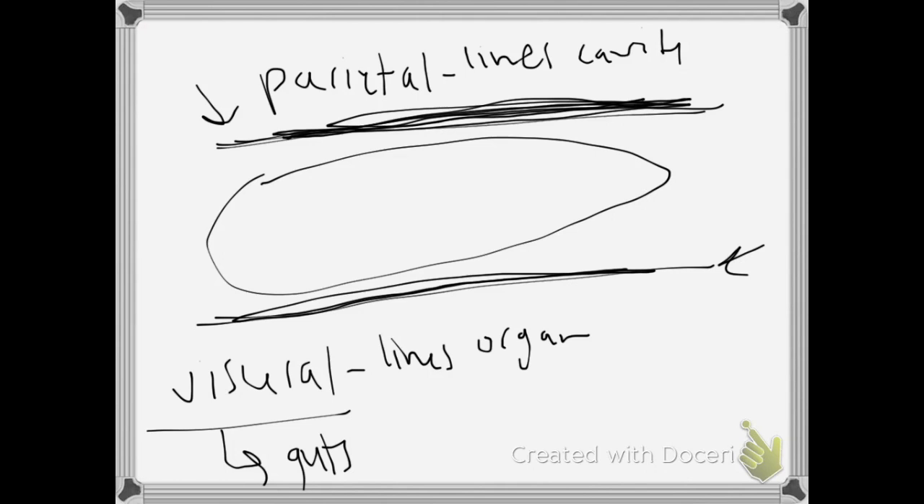So again, the parietal layer is lining the cavity, either the thoracic or the abdominal pelvic, and then the visceral layer is going to line any of these organs in the thoracic or abdominal pelvic cavities.